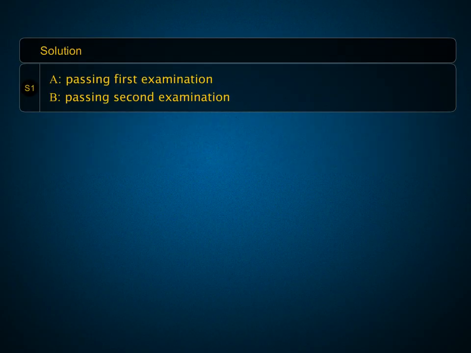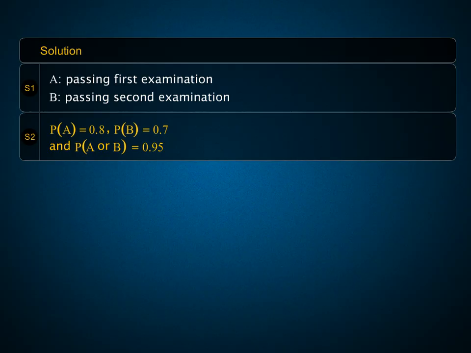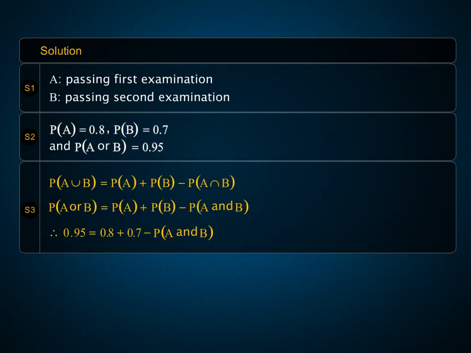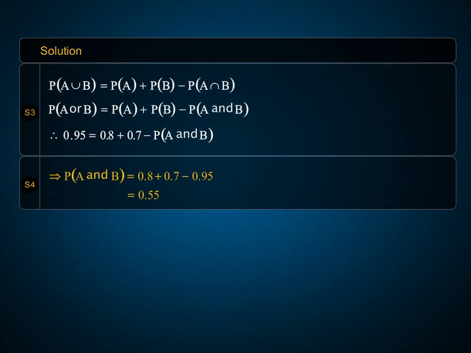Let A and B be the events of a student passing first and second examinations respectively. We are given the probabilities of the events A and of B, as well as the probability of either of 2 events happening, that is A or B. We substitute the values in the addition theorem of probability. We can now find the probability of the event A and B representing the probability that a student passes both the examinations.